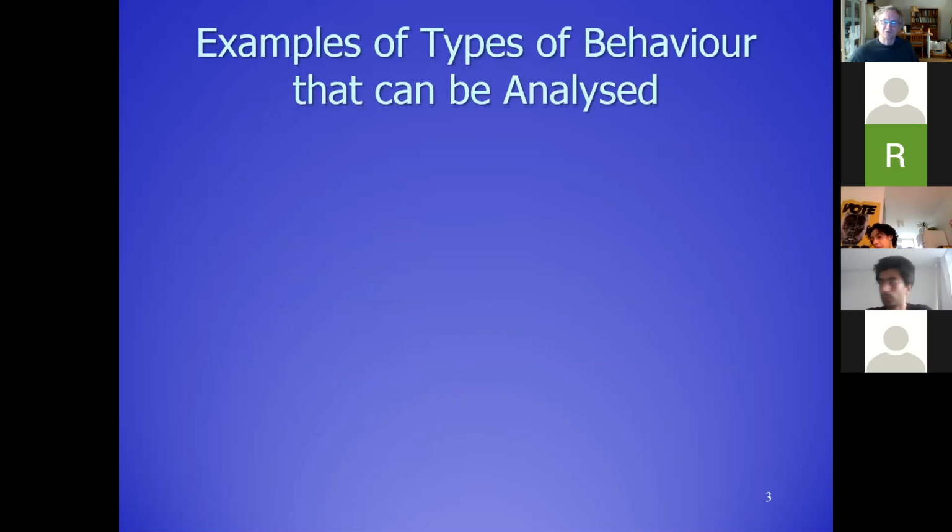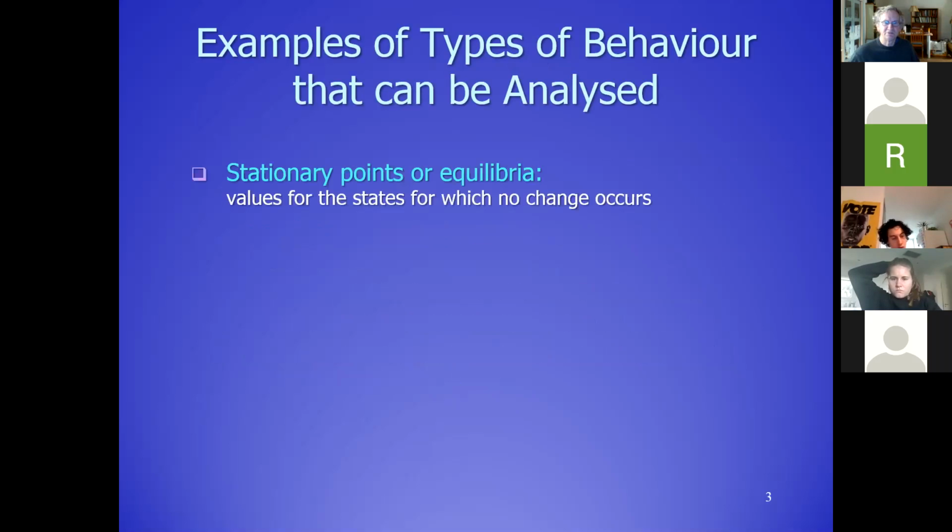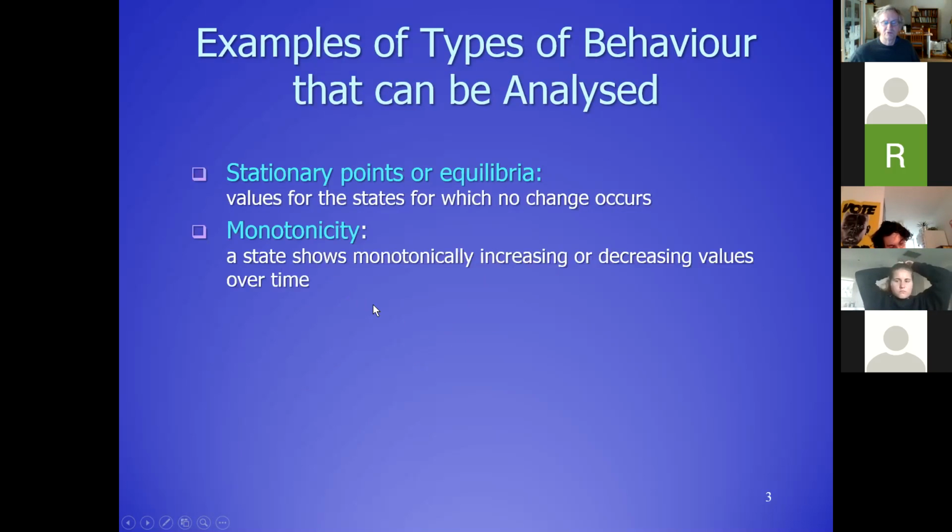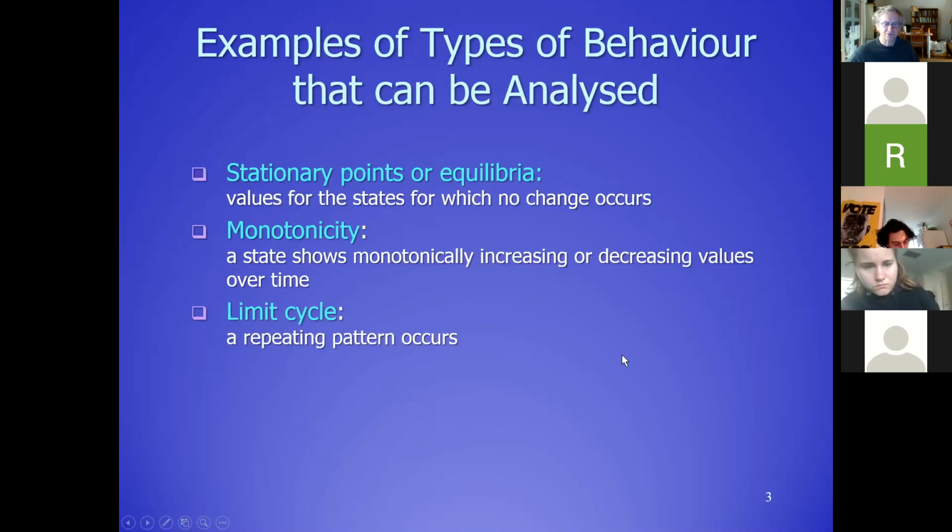So different types of behavior are possible. Examples that can be analyzed, although how well depends on the type: stationary points or equilibria, that's what we will focus on mainly today. You can analyze that well. Monotonicity, you could also analyze in principle, although we don't really focus on that. But there are also 2 other types of behavior.